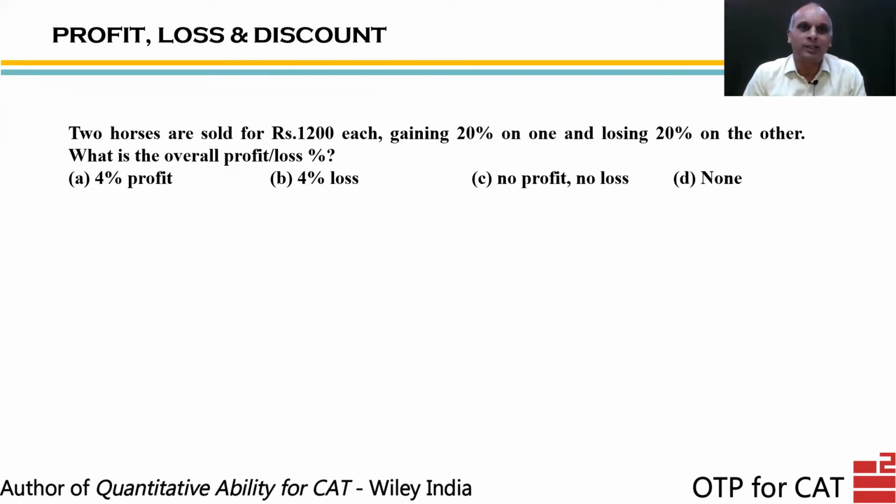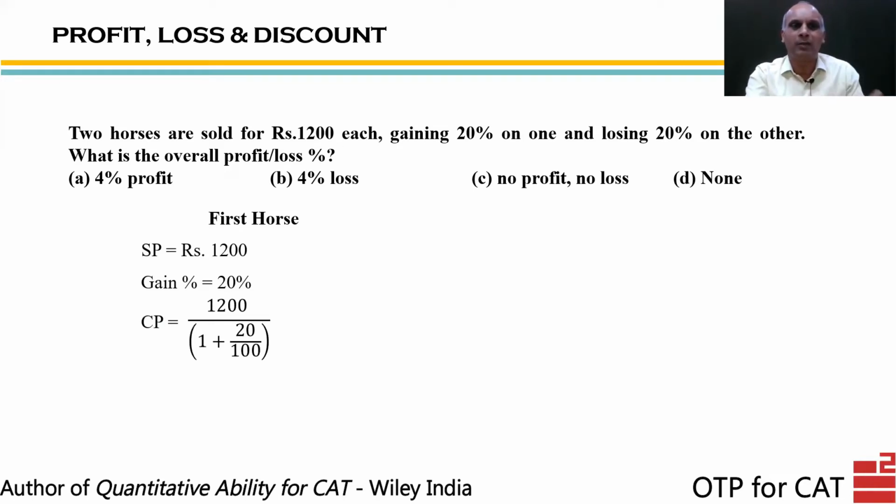Please notice that 1200 rupees is not the cost price. It is the selling price for each horse. So let's calculate cost price for each horse with this data given. So for the first horse, our SP is 1200 rupees and gain percent is 20%. So using the formula of SP and CP, that is SP is equal to CP into 1 plus profit percent by 100, I get the value of cost price as SP divided by 1 plus 20%. That is 1200 divided by 1 plus 20%, and that gives me 1000 rupees. So the CP of the first horse is 1000 rupees.